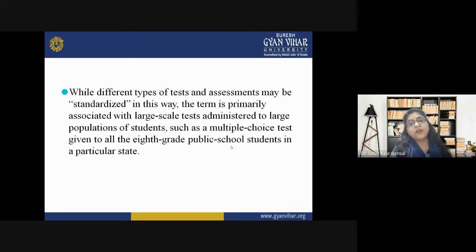And if you are giving a multiple choice test also, it actually gives you a proper idea of that particular population about the specific dimension the researcher or the teacher has chosen. So different types of tests and assessments may be standardized in this way. The term is primarily associated with large-scale tests administered to a large population of students. So that's why the results are then generalized to the population.